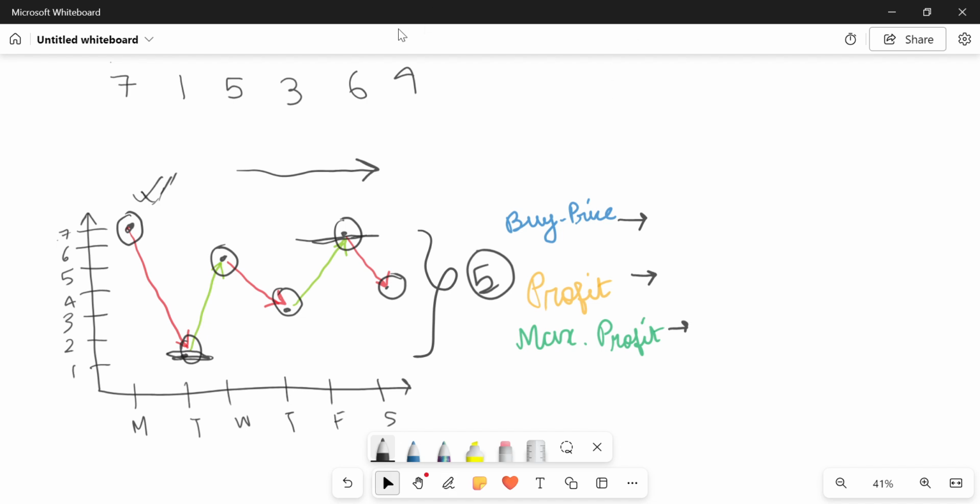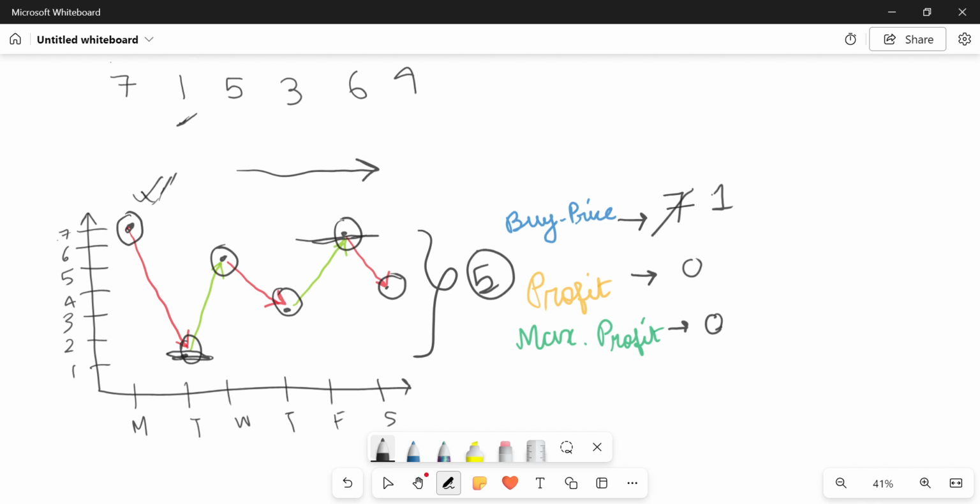Now let's quickly do a dry run. So the buying price is, as I mentioned, the very first element of the array, so it is 7, and at that time you won't have any profit or maximum profit. Next, you see that 1, the next number in the array, is less than what we have as the buying price, so we are going to update it. Again, no update in the profit, no update in the max profit.